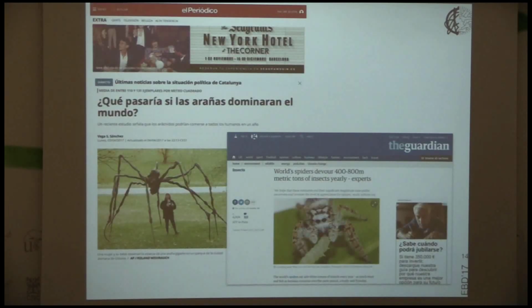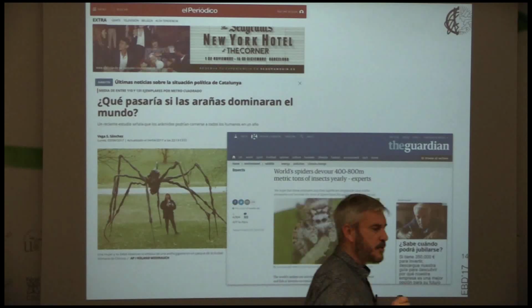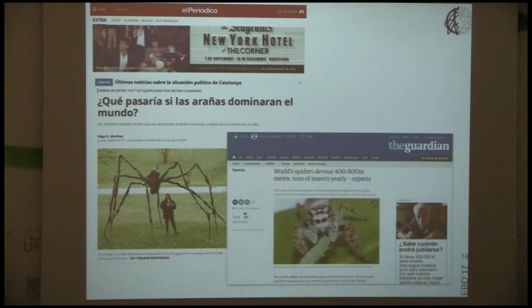And this is actually something very interesting that shows you to what level people are afraid of spiders. So these are two news items in two different newspapers, Periódico and The Guardian. And it's the same news. This is a paper that was published a couple of years ago, one year ago, which basically was demonstrating that spiders ate something ridiculous, 400 metric tons of insects every year.